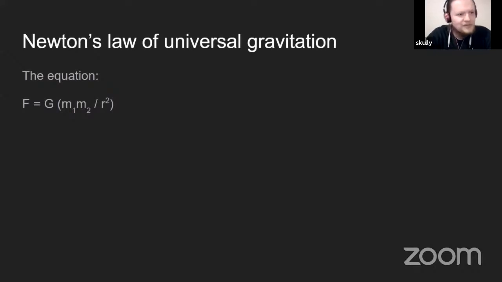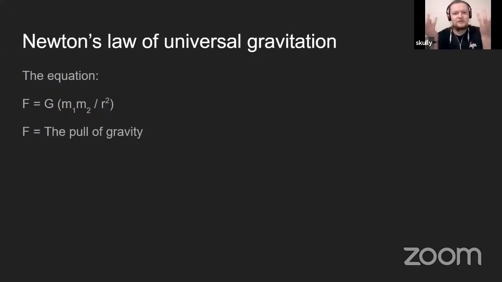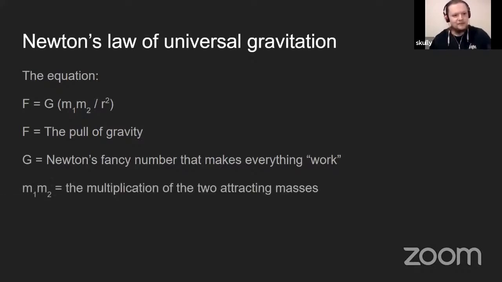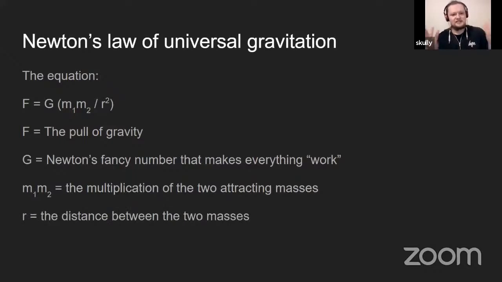So this is the equation. It's just F equals big G times 2 m's over r squared, where F is the pull of gravity, the actual force. So if you've got two bodies, it's the force that attracts them to each other. Big G is just a fancy number that Newton made up to make everything magically work. The 2 m's are the masses of those two bodies, and then r is the distance between those masses. And so there's not a lot there.